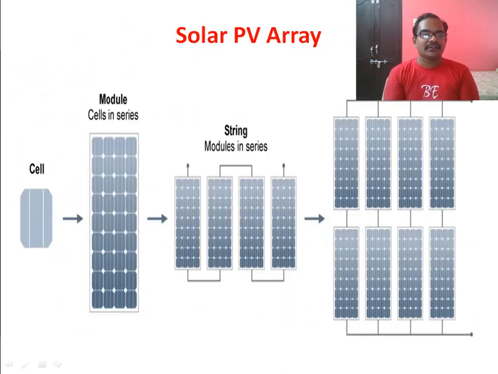We know that the number of cells connected in series is nothing but a module, the number of modules connected in series is nothing but a string, and the number of strings connected in parallel is nothing but an array. You all know that in a module all the cells are connected in series. In a string all the modules are connected in series, and to increase the current rating we go for an array. That is, the number of strings connected in parallel is called an array.